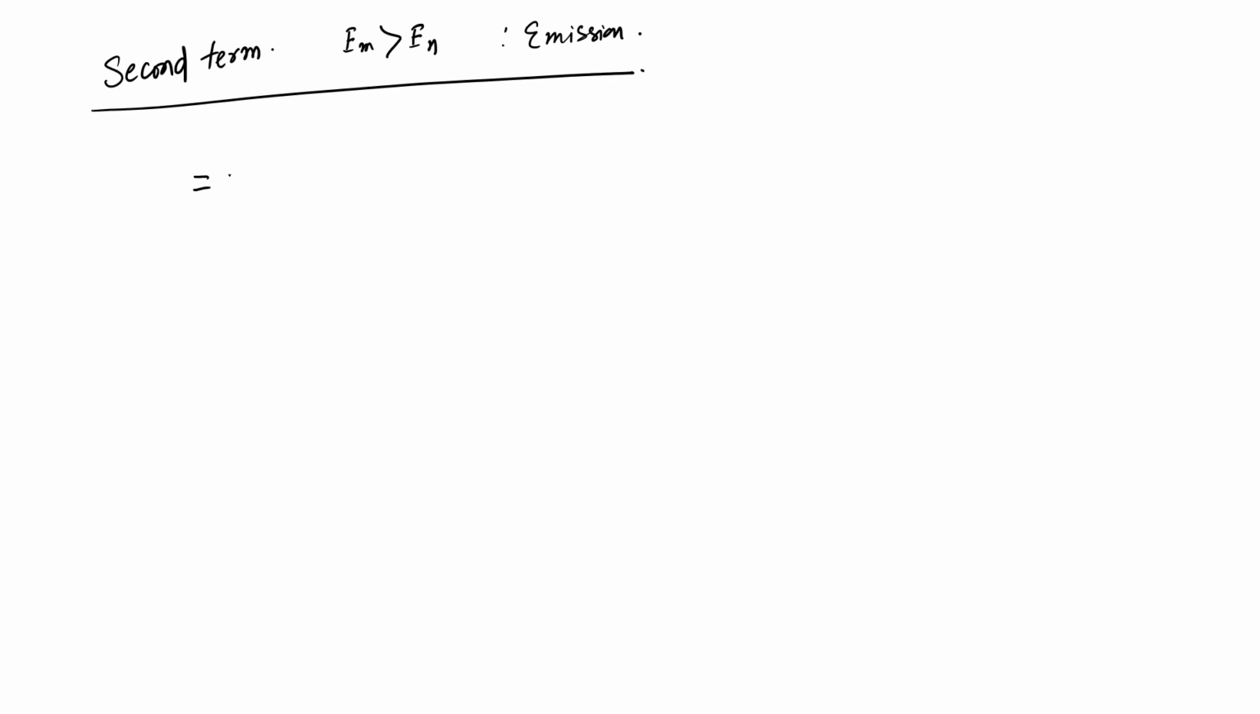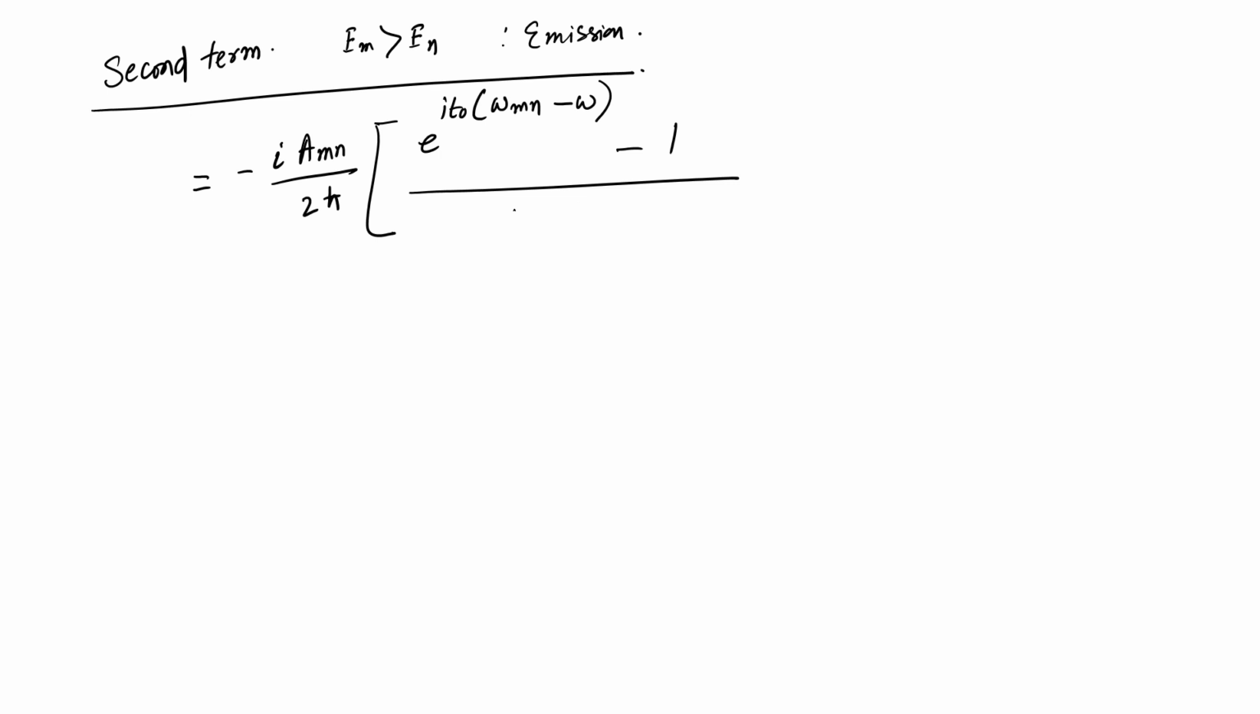So, this is equal to minus i a_mn divided by 2 h cross, and rewriting it again, it is i t_0 (omega_mn minus omega) minus 1 divided by (omega_mn minus omega). Okay. So, this is the term that we have, and we can do just a little bit of mathematical manipulation and write it as a_mn divided by h cross, and we have this exponential.